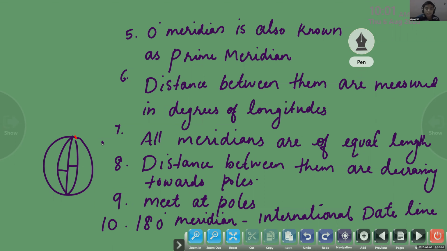Opposite to the 0-degree meridian, we have one more meridian. It is called the 180-degree meridian. It is also known as the international date line. What is the use of the international date line? It is used to calculate dates around the world.